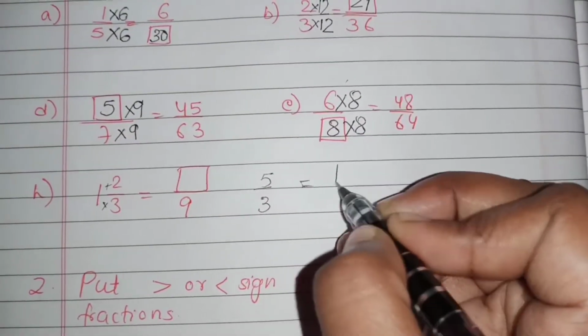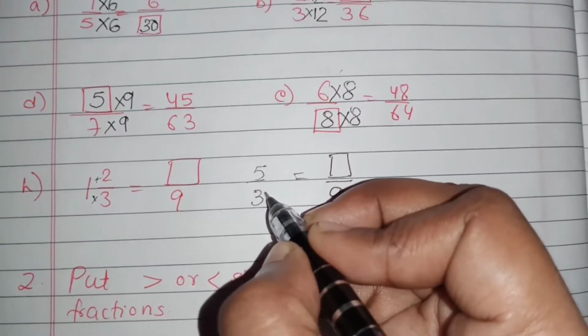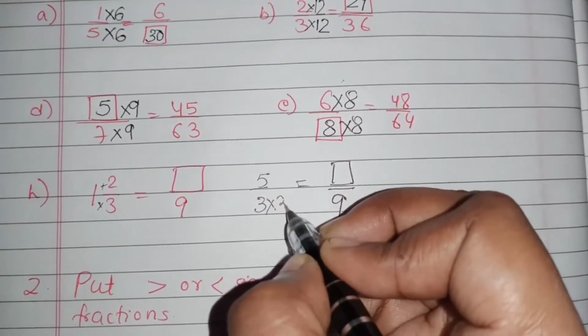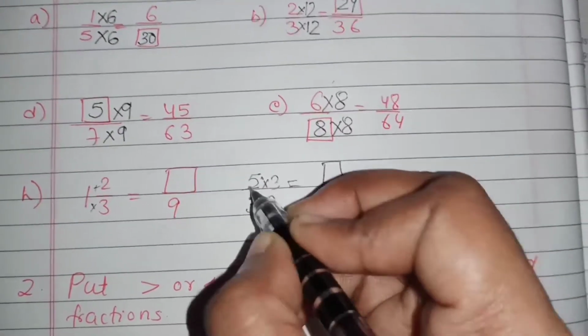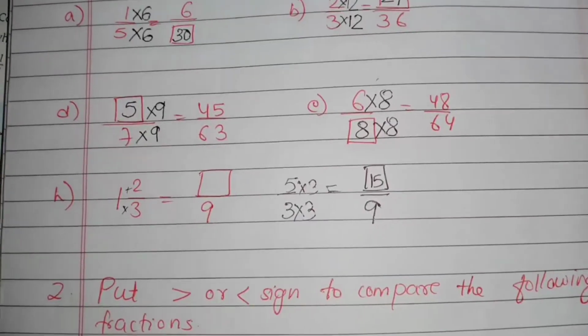Okay, now the box is empty. 9. So how to do? 3 times how much is 9? 3 3s are 9, on top also 3. So 3 5s are 15. So this is the answer. Okay, it was so easy now.